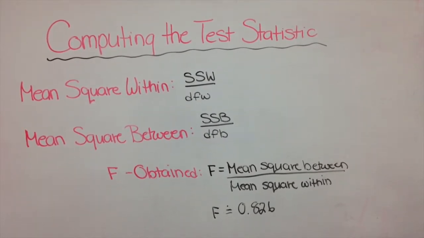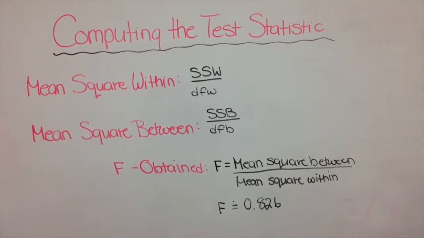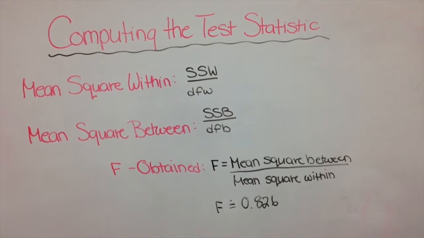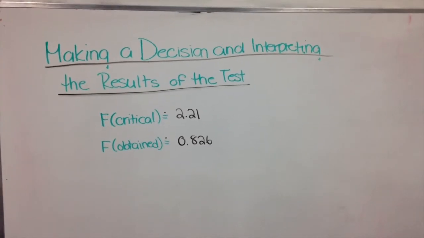SPSS calculates this for us, and since the purpose of this video is to demonstrate SPSS output, we will use SPSS's calculation. Our F obtained is approximately 0.826. The fifth step is to make a decision and interpret the results of the test.